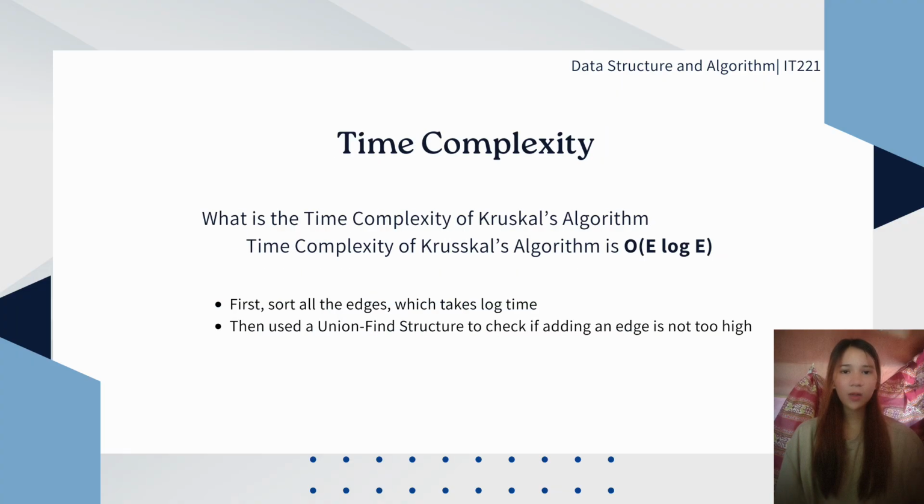So what is the time complexity of Kruskal's algorithm? It is O(E log E). That's because it needs to first sort all the edges, which takes log-linear time, then use a union-find structure to check if adding an edge would make a loop. It works very efficiently in sparse graphs where the number of edges is not too high.